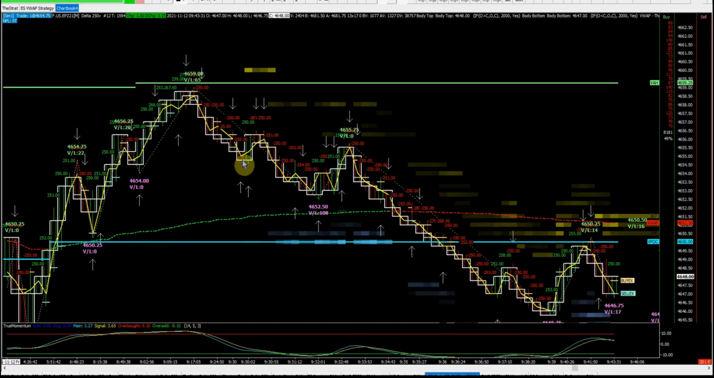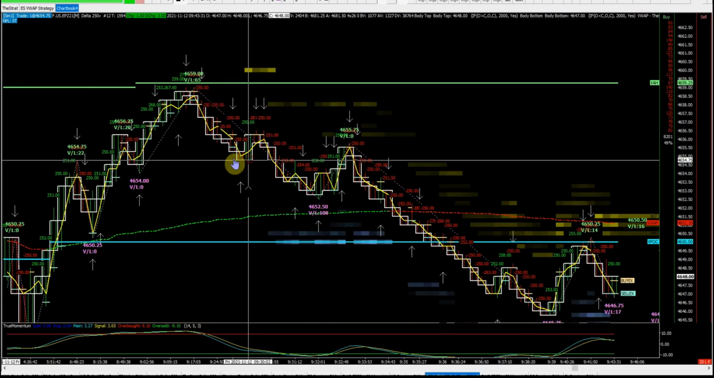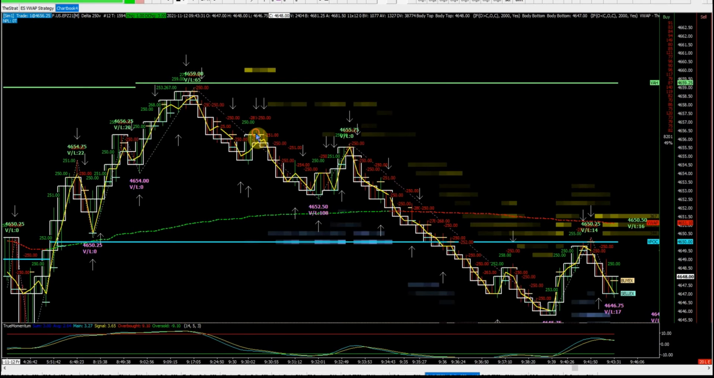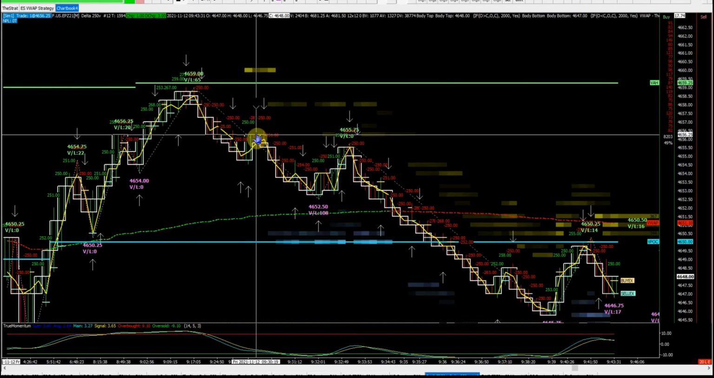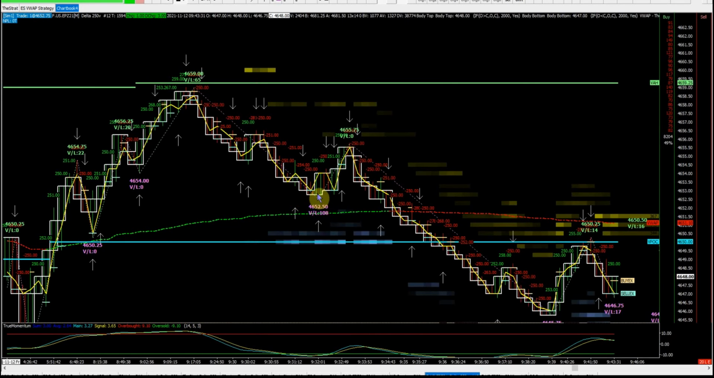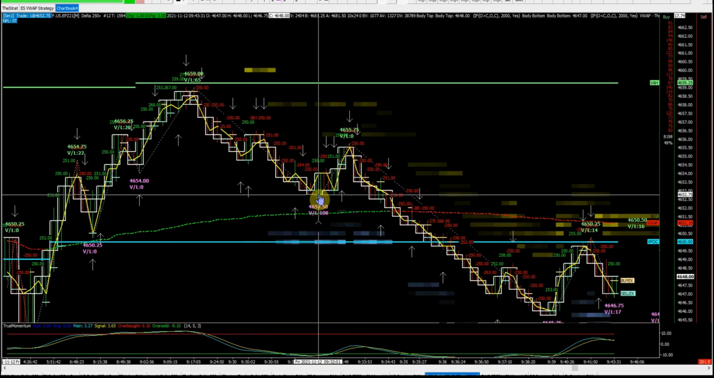Okay, I see a flat top or flat bottom here. I can take one off. I pop up here, doesn't go anywhere. Okay, so I'm still on the short, still on the short, still on the short. I see a bottom here. Do I want to get out? Well, you could if you wanted to.